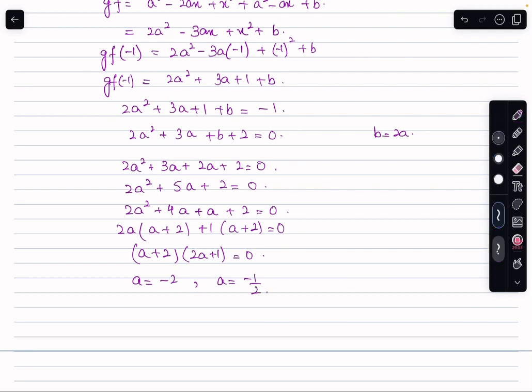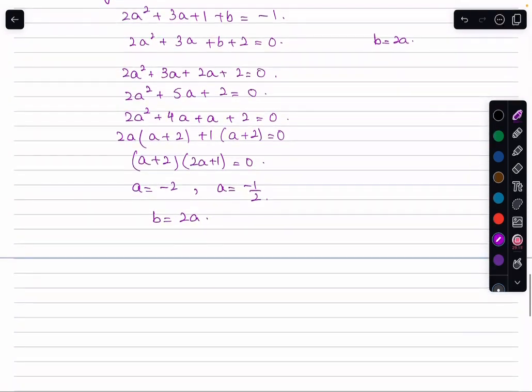So these are the two values of a that I can get. For the values of b, I can say that b was equal to 2a. Therefore, just substitute the values of a that we have obtained. So the b value will be equal to 2 times minus 2, which is minus 4. And also I can say that b is equal to 2 times a, which is negative 1 by 2. So b is equal to negative 1.